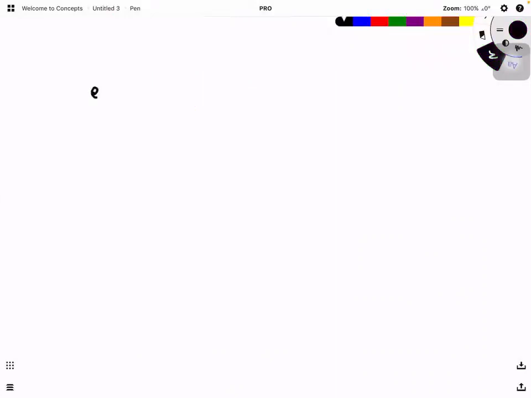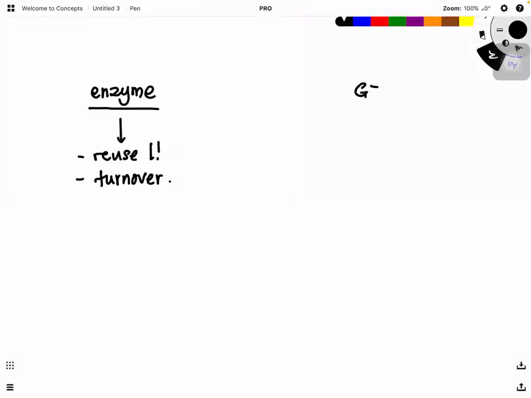Now, we use enzyme. Enzyme, we understand that enzyme can be reused. So they have what we call the turnover number. But GFP is a protein, so proteins cannot be reused. Are you clear? And they don't have the turnover. So what does this mean?